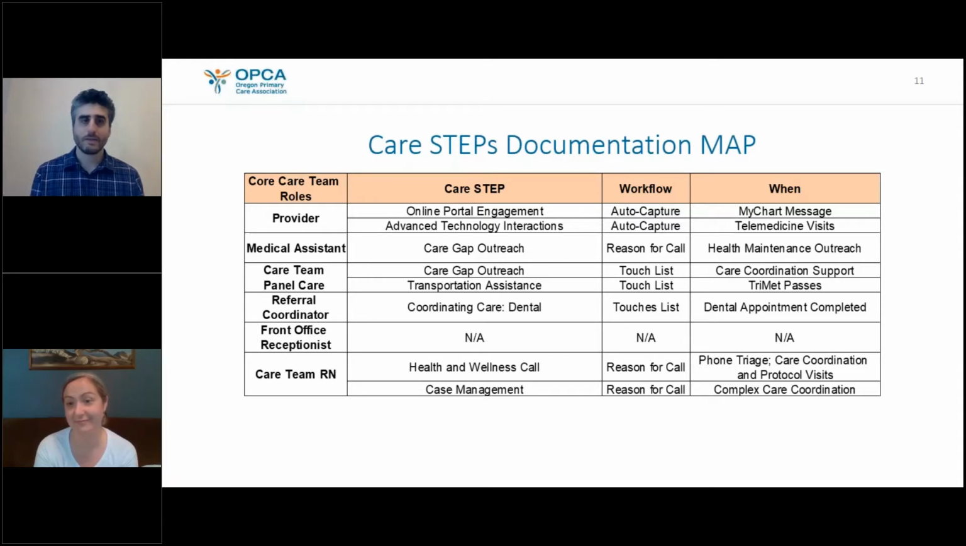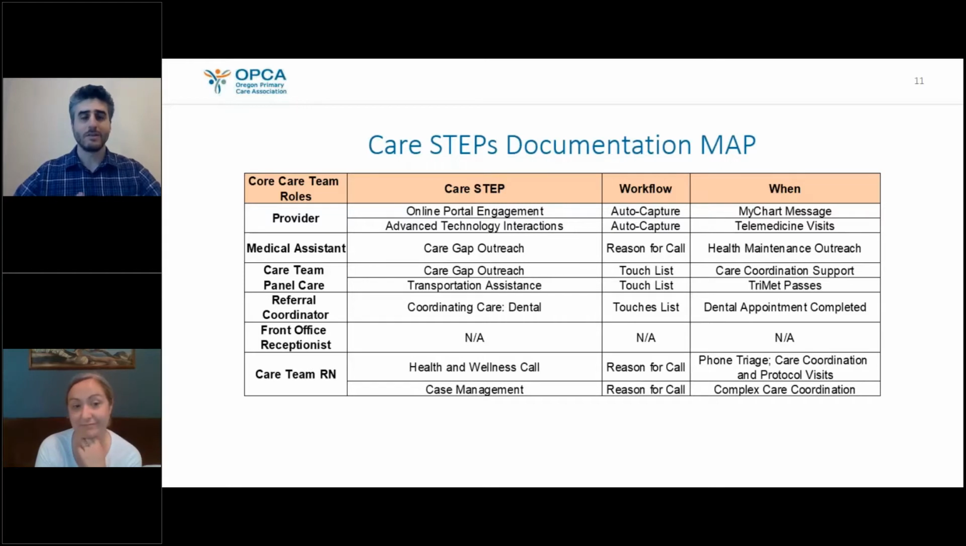We do not have our front office receptionist providing care steps, although depending on the type of receptionist you have, you may be able to employ them in providing that service. But for us, this is primarily an administrative role, and we wanted to delineate administrative calls from care calls, which in my mind are more aligned with the care step list.